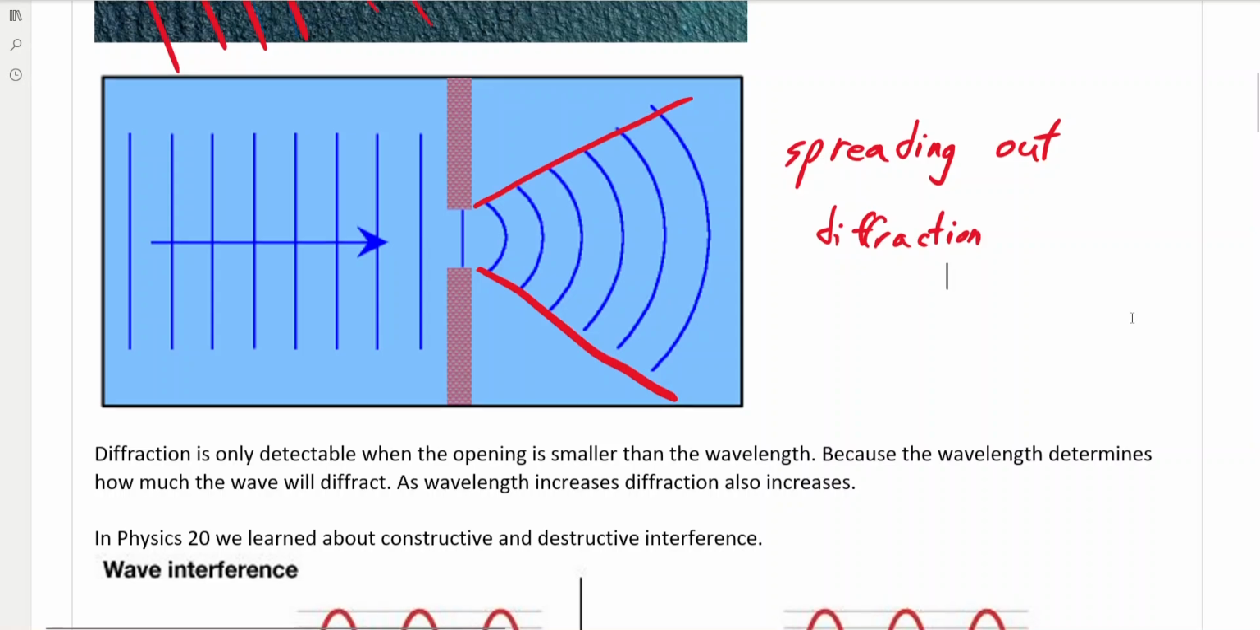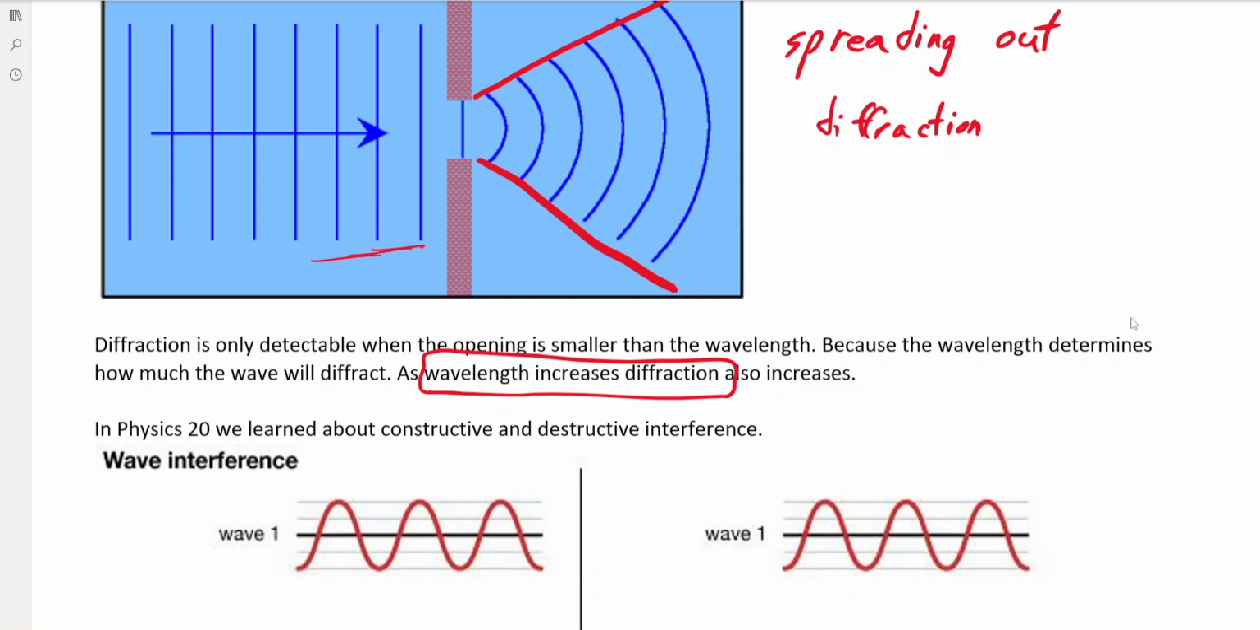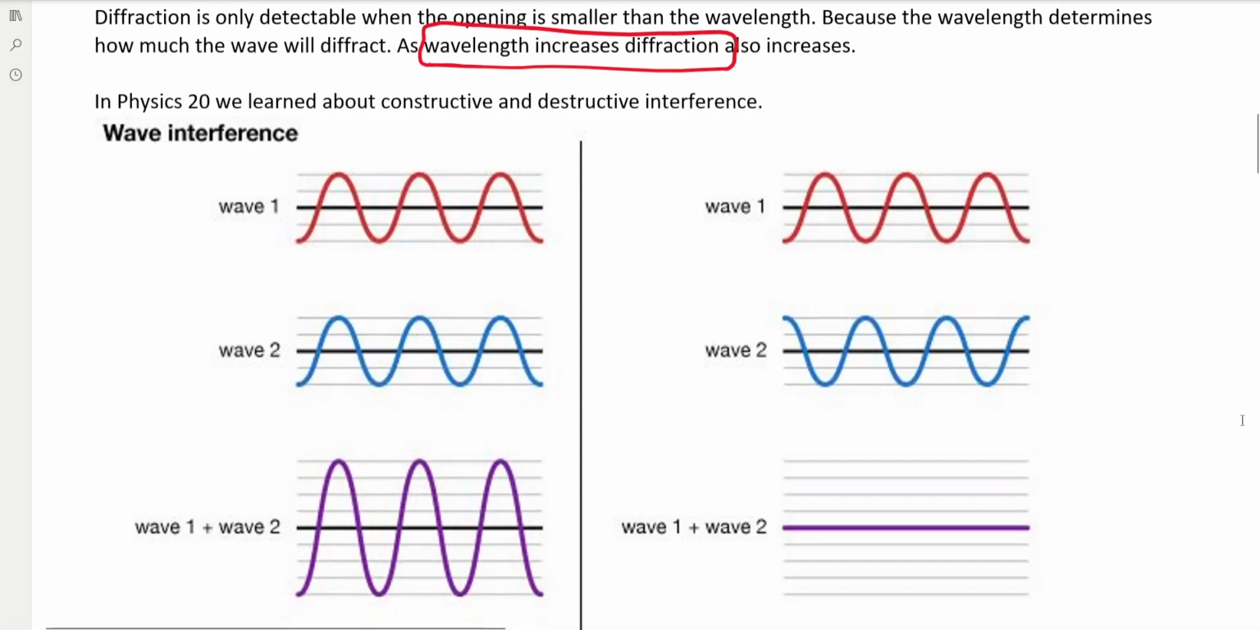Diffraction is only detectable when the opening is smaller than the wavelength, because the wavelength determines how much a wave will diffract. As wavelength increases, so does diffraction. So if these waves are further apart, then when it gets here, it'll diffract more than it did before. The diffraction increases, meaning this angle in here increases. So that's diffraction as basic of an explanation as possible.